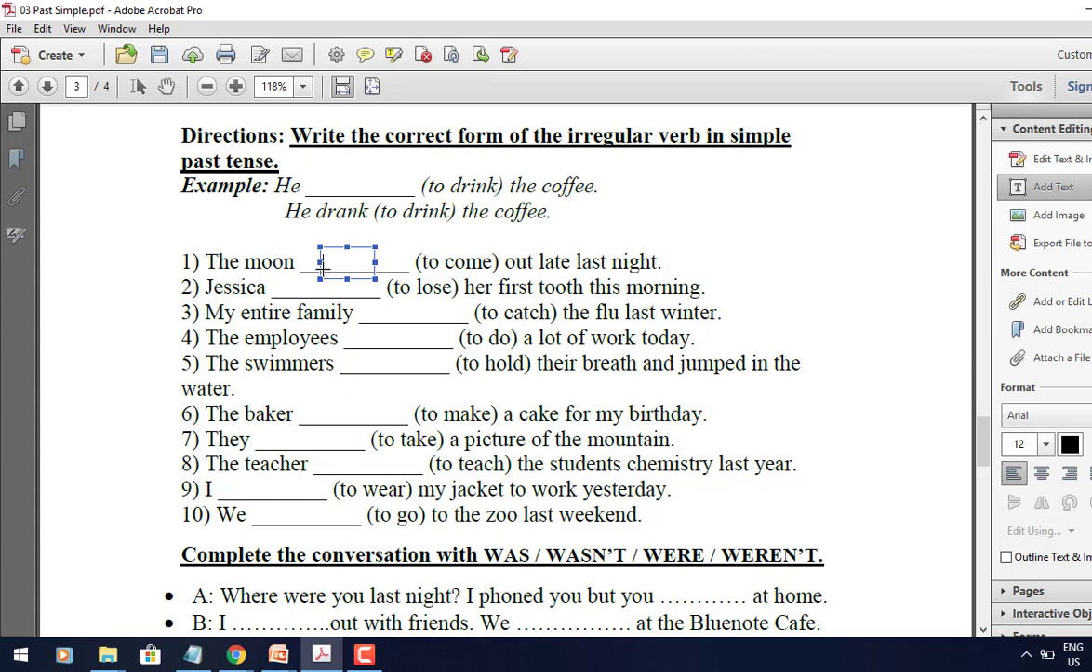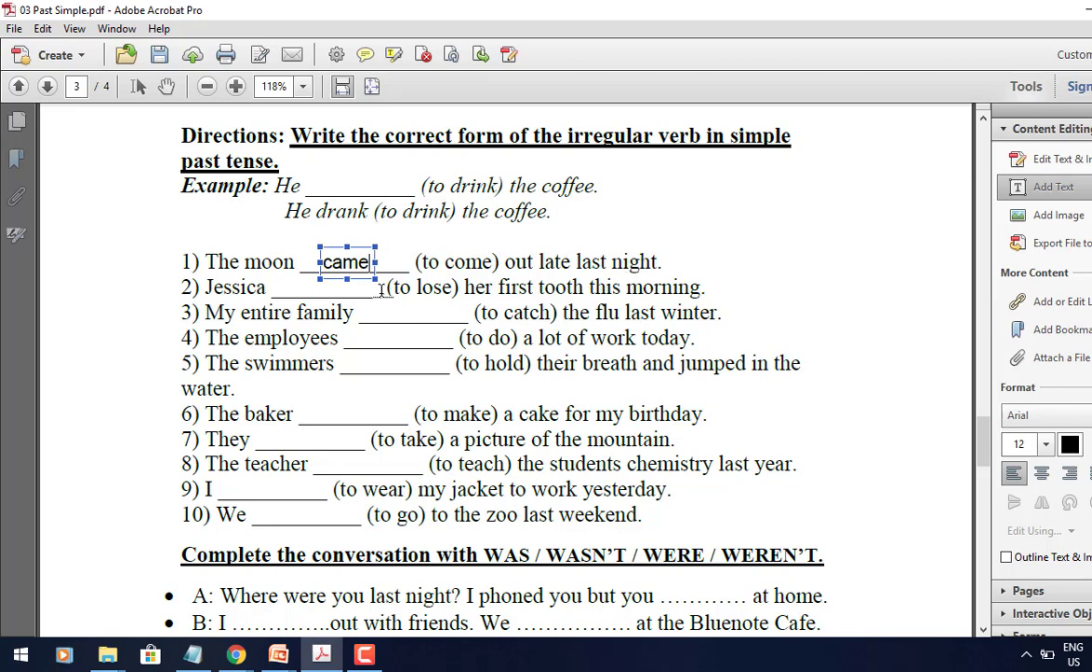Number 1. The moon to come out late last night. Come is an irregular verb. The past form is came, right? So the moon came out late last night. As come is irregular, we change it to came. So the moon came out late last night.